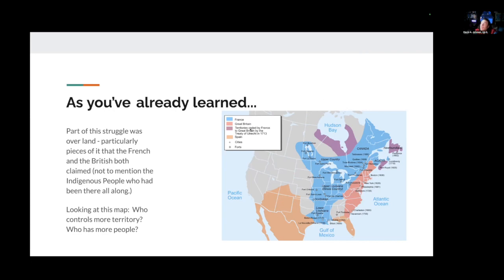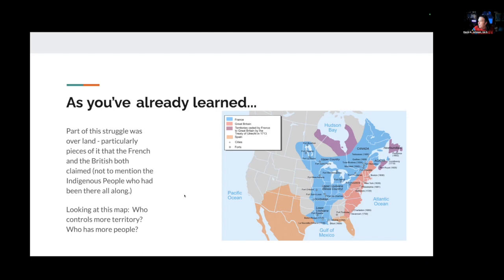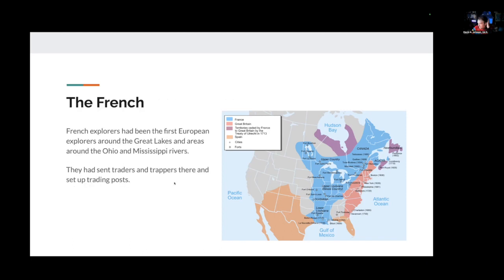So, not to mention, this doesn't even have the indigenous folks listed on this map that have been here all along. Looking at this map, a question to ask the students is who controls the most territory, who has the most people. We can tell who controls the most territory based off this map because there appears to be more blue on this map than any other color, although orange could give it a run for its money if it were to trail off down here. But we don't necessarily know who has more people just by looking at this map.